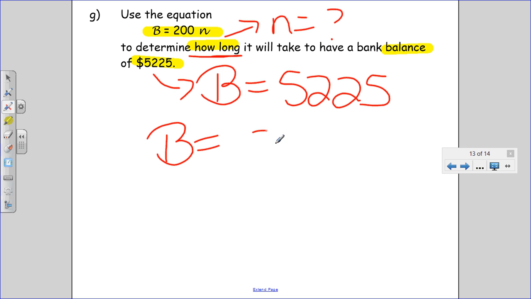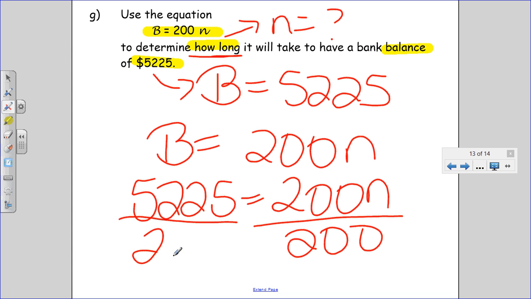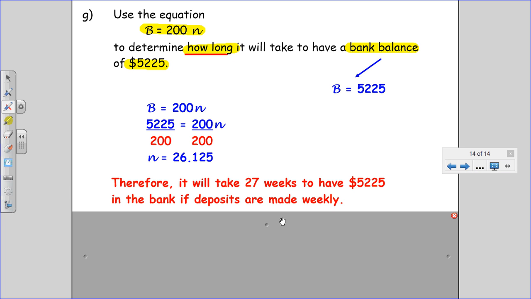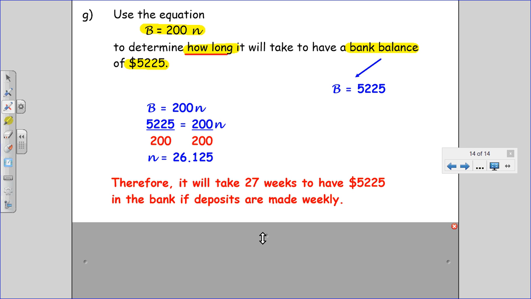So I start by writing my equation out again, and I substitute in what I know. 5,225 equals 200N. In order to get N by itself, if I think back to my solving equations unit, I have to divide both sides by 200. And I see that N is 26.125, and I can't have part of a week. Well, I don't really understand what 0.125 weeks is. So somewhere between 26 and 27 weeks, I will have that balance. However, I'm only depositing weekly, so I have to wait until I make my 27th deposit after 27 weeks in order to get to that balance.